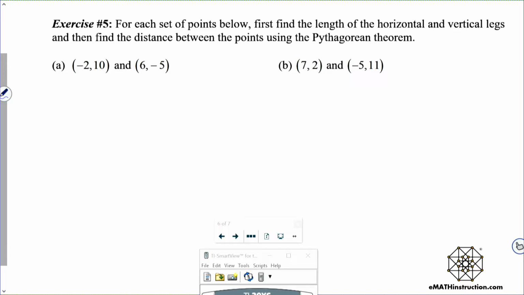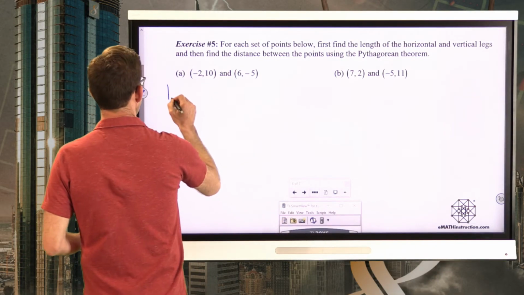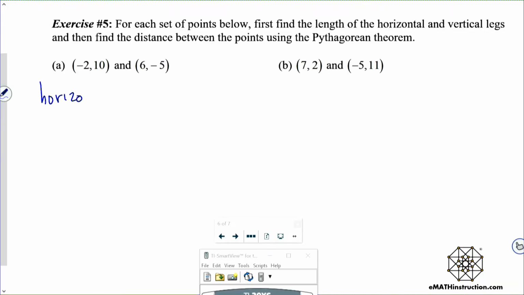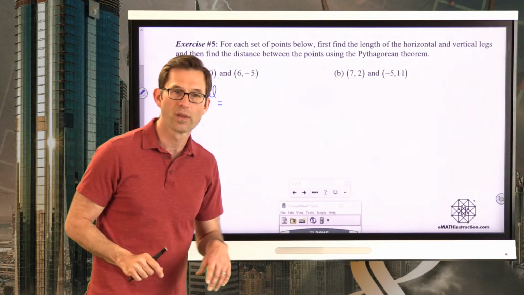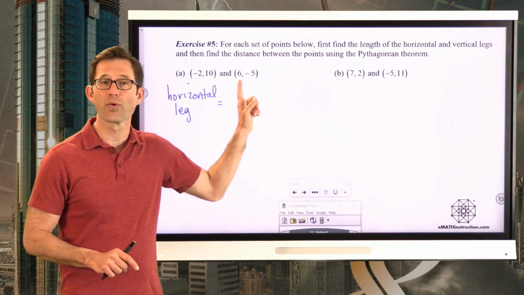For each set of points below, first find the length of the horizontal and vertical legs, then find the distance between the points using the Pythagorean theorem. All right, so let's do it. Now, I really don't want you to just be plugging numbers into formulas. I want you to think about it for a second, right? I've got a point that's at negative 2, 10 and another one at 6, 5.